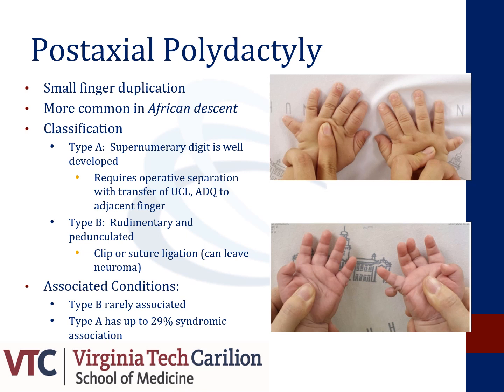With type A, operative separation is typically recommended, and the ulnar collateral ligament and abductor digiti quinti are transferred to the adjacent digit for additional stability. Type B can be ligated with a suture or a vessel clip, though the complication associated with this involves a small nubbin or potentially a neuroma formation and may be appropriate for surgical excision with local anesthetic.